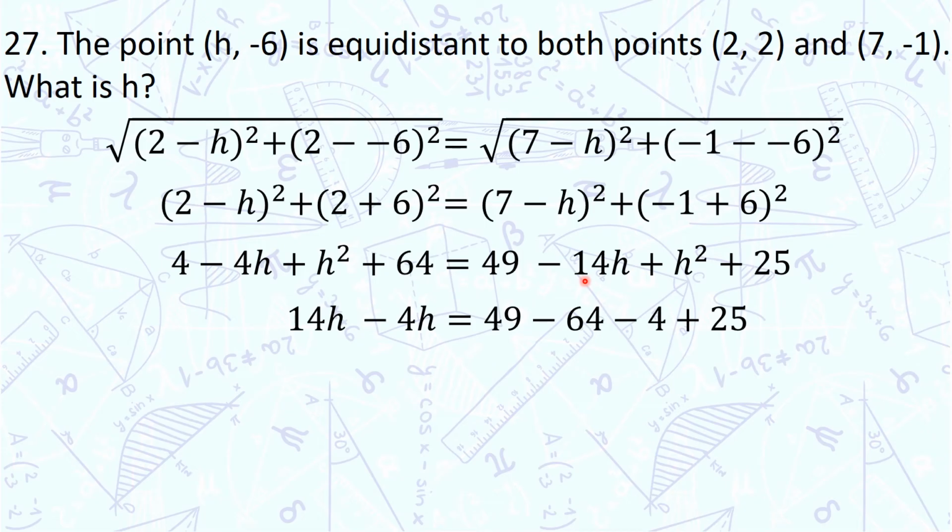So we have 14h minus 4h equals 49. Subtract 64. So we have minus 64 minus 4 plus 25. 14h minus 4h is 10h. And then on the right hand side, it's equal to 6. Divide both sides by 10. H is equal to 6 over 10. Simplify as 3/5.